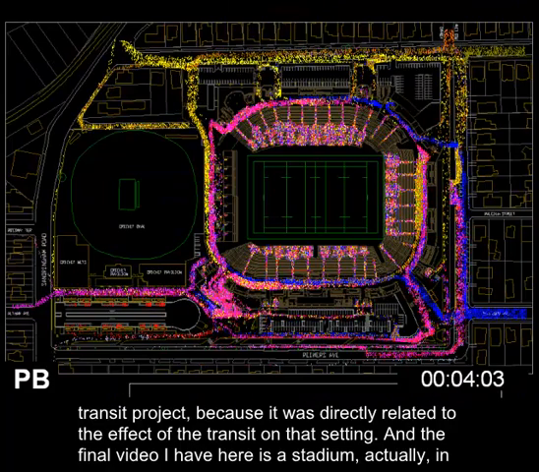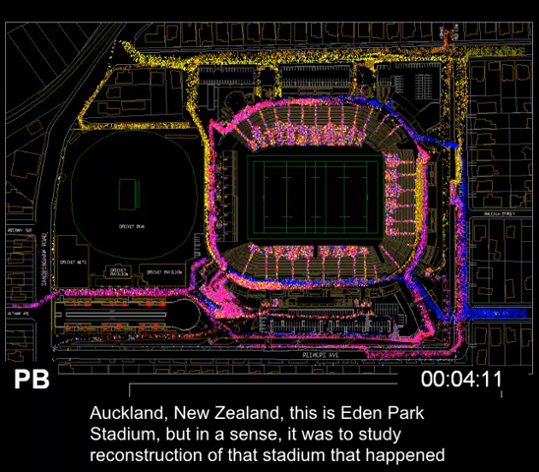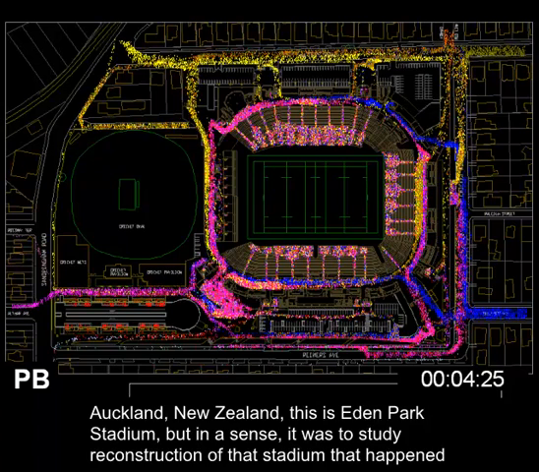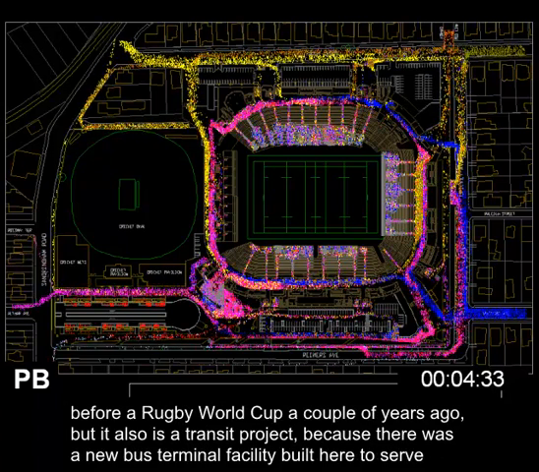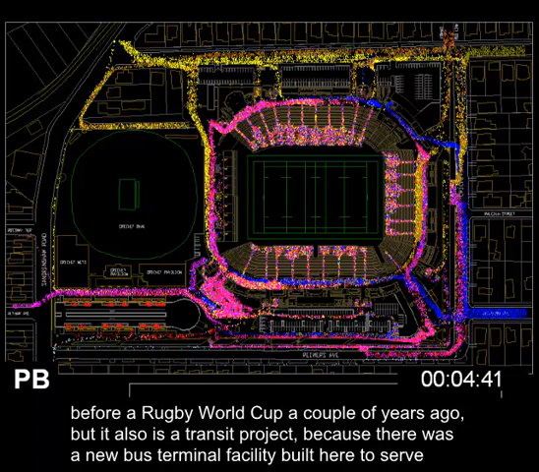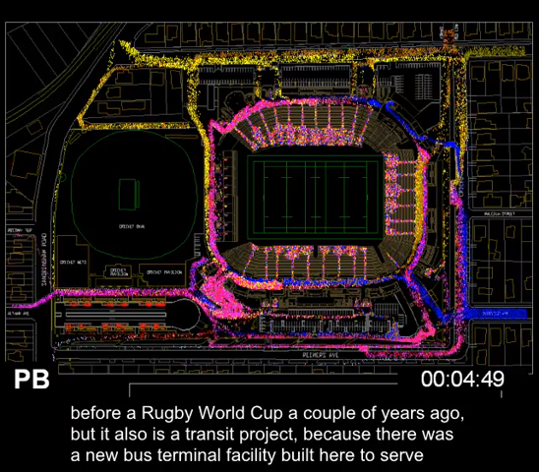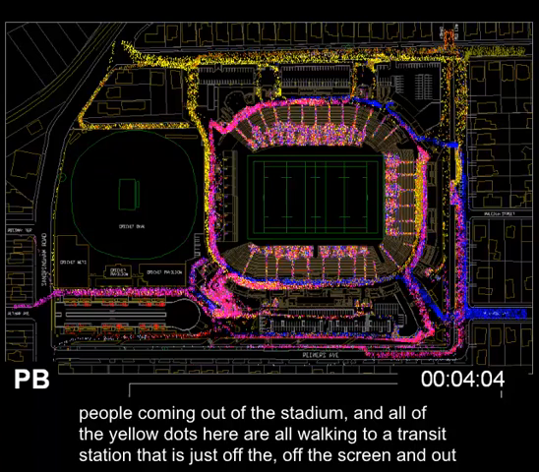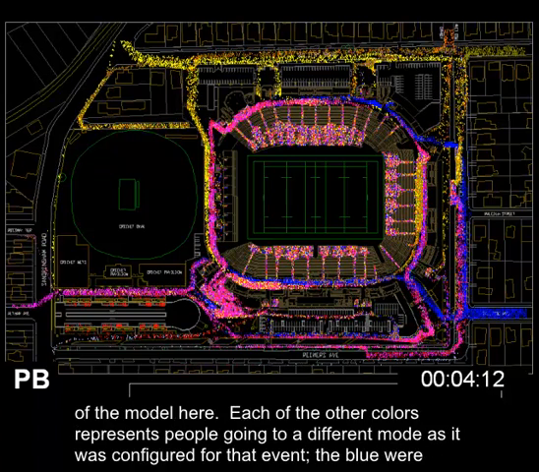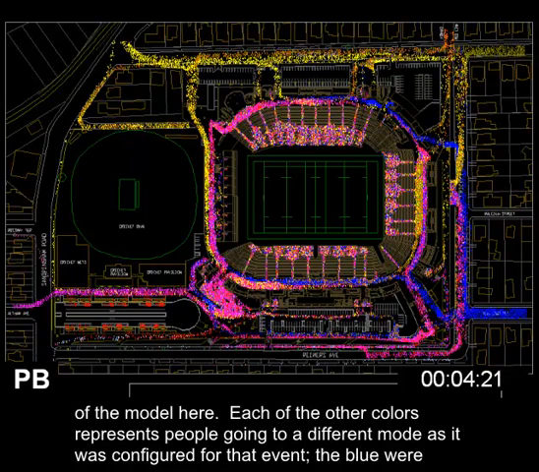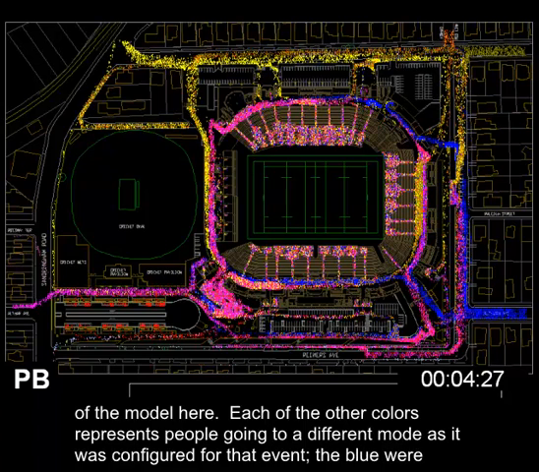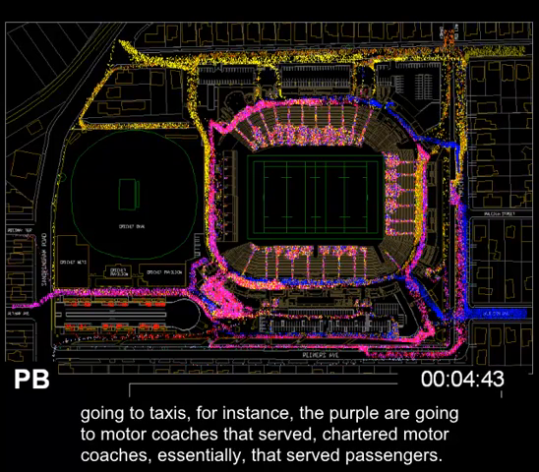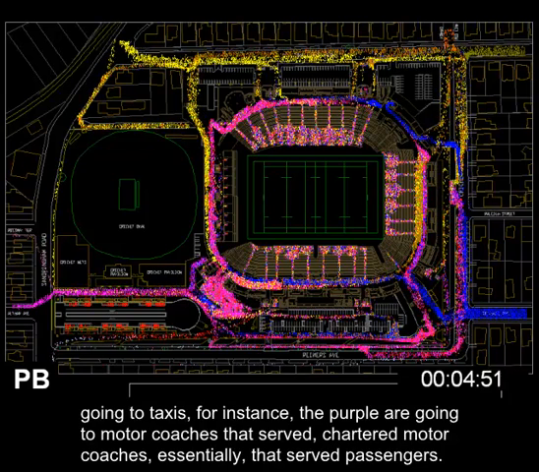And the final video I have here is a stadium in Auckland, New Zealand. This is Eden Park Stadium. In a sense, it was to study reconstruction of that stadium that happened before the Rugby World Cup a couple of years ago. But it also is a transit project because there was a new bus terminal facility built here to serve people coming out of the stadium. And all the yellow dots here are all walking to a transit station that is just off the screen and out of the model here. Each of the other colors represents people going to a different mode as it was configured for that event. The blue were going to taxis, for instance. The purple are going to motor coaches, chartered motor coaches essentially, that served passengers.